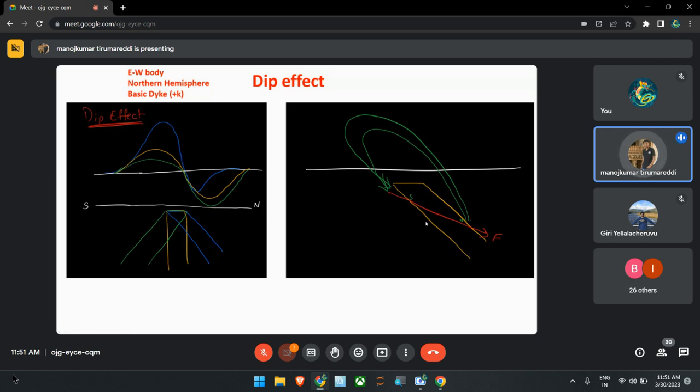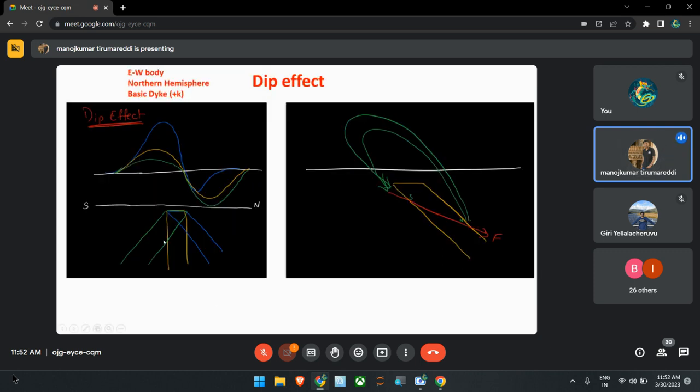You have to practice these anomalies, otherwise you don't understand. After this presentation, try to draw the anomalies so you can understand. It mainly depends on your visualization only.